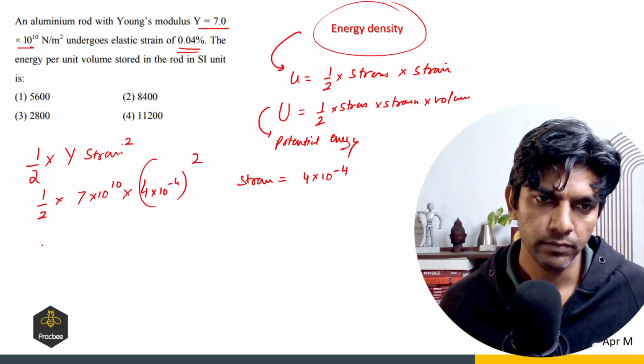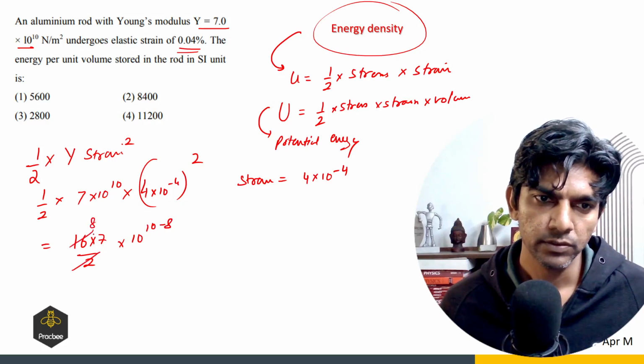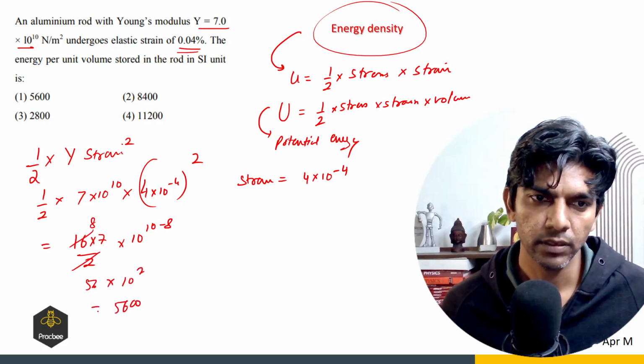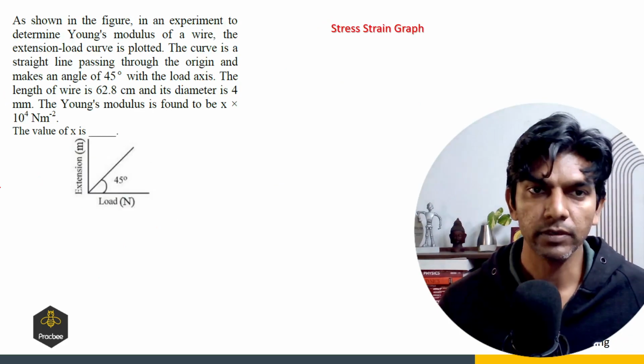Square of that. So this will become 16 times 7 by 2 times 10 raised to power 10 minus 8. So it will be 56 into 10 raised to power 2. So 5600 will be the energy density. So option 1 is the right answer.